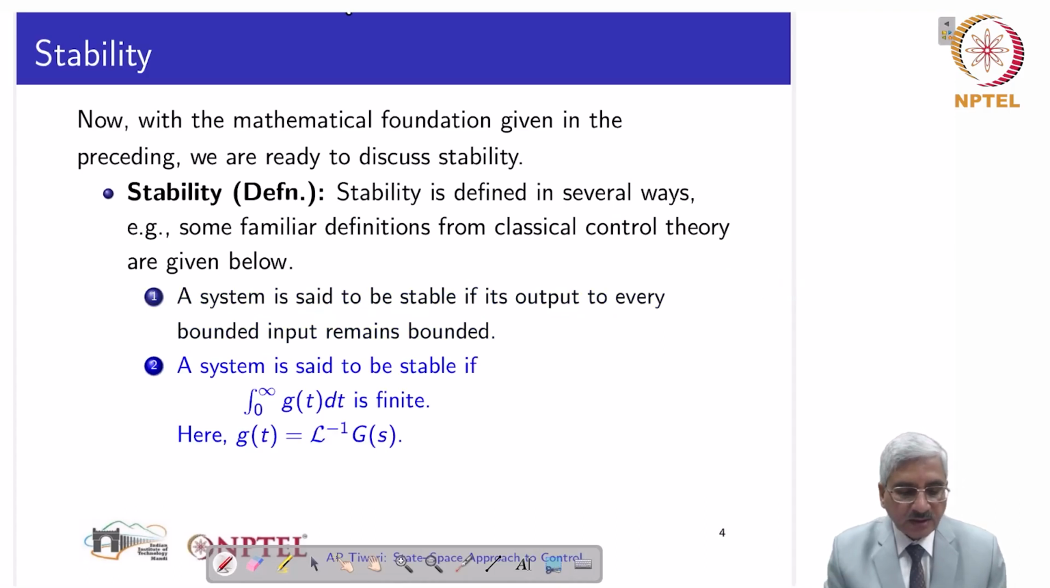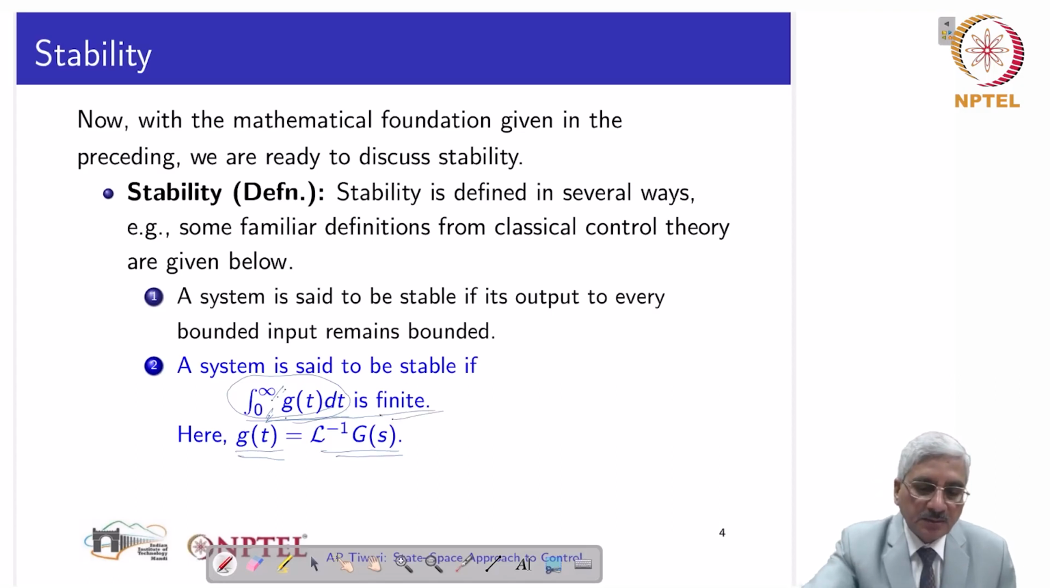The other definition is based on the impulse response. This g(t), the inverse Laplace transform of G(s), is called the impulse response. And if the integral of g(t) taken between the limits 0 and infinity is finite, then again the system is stable.